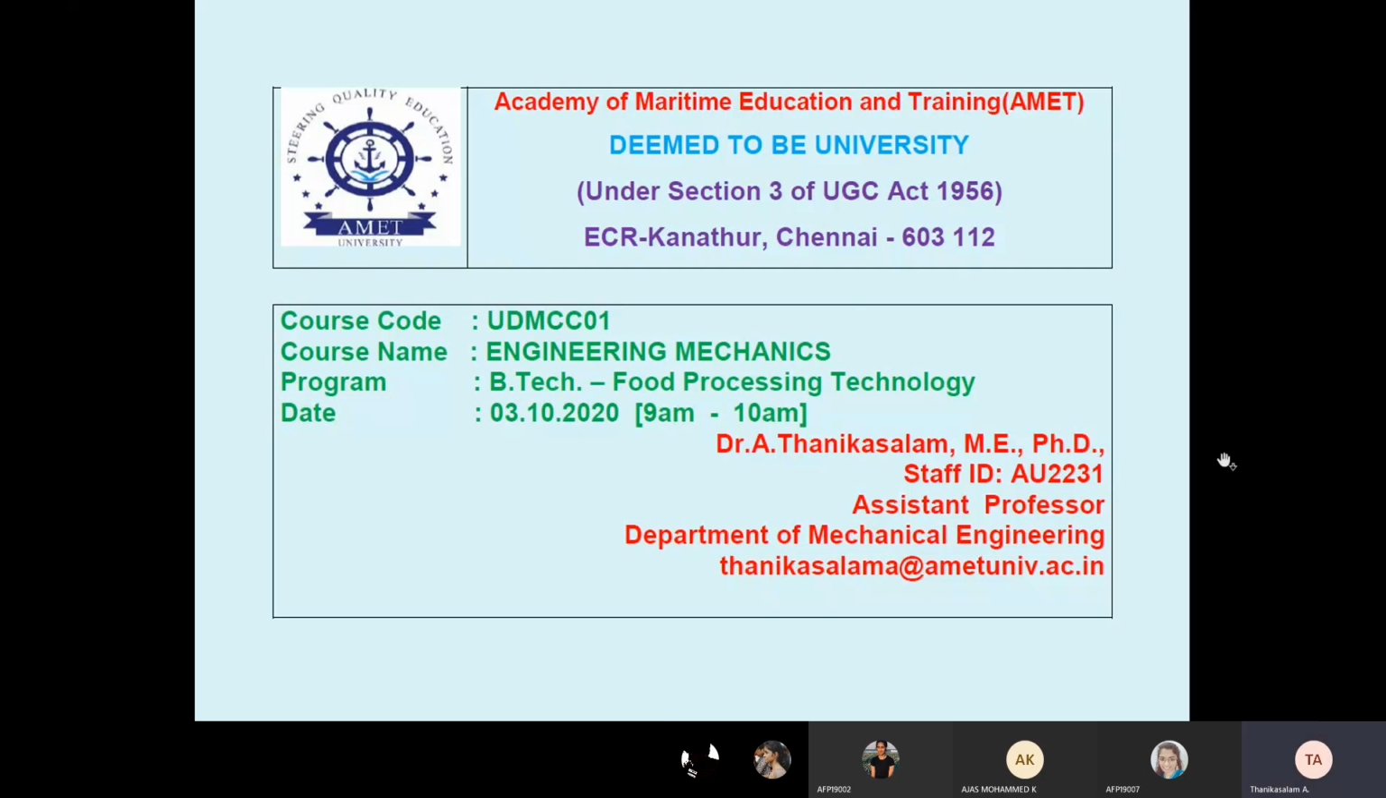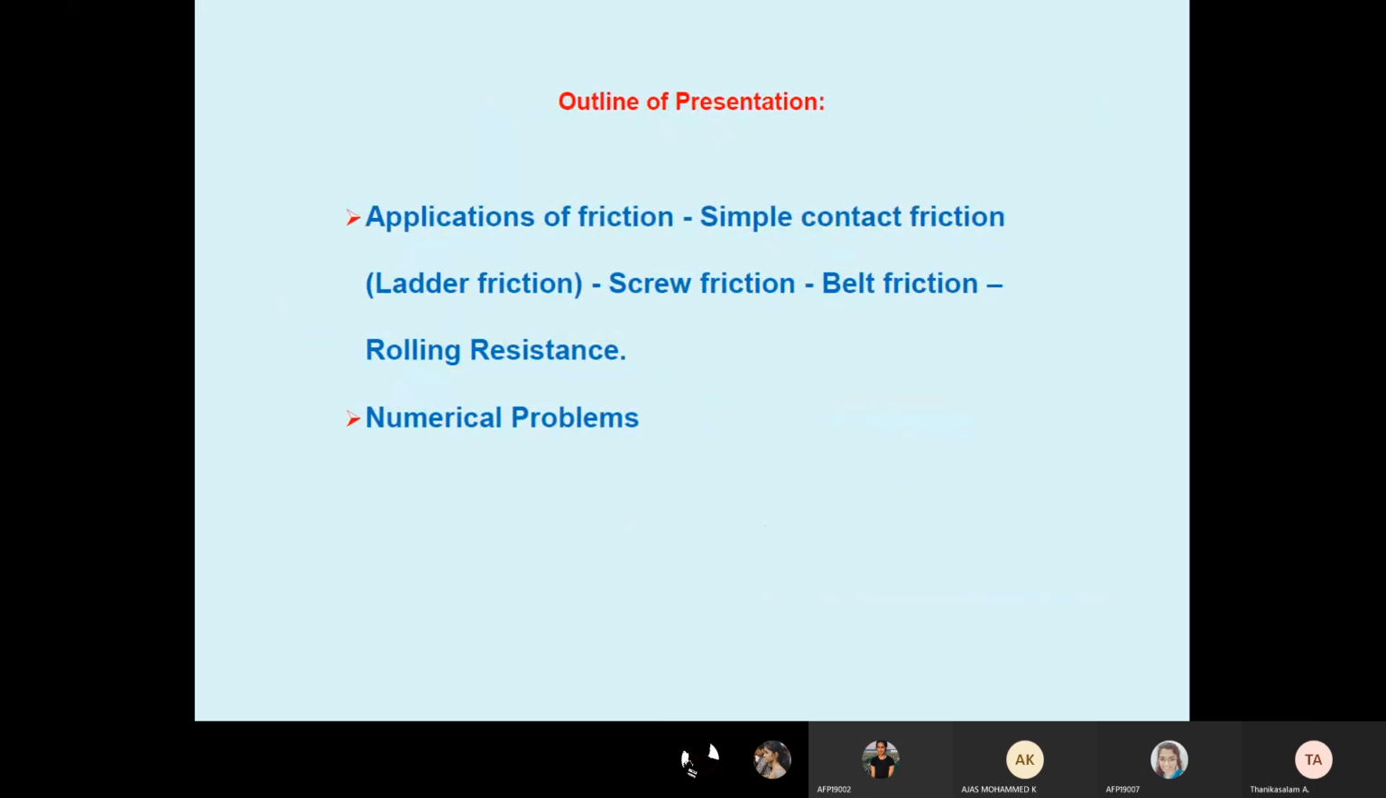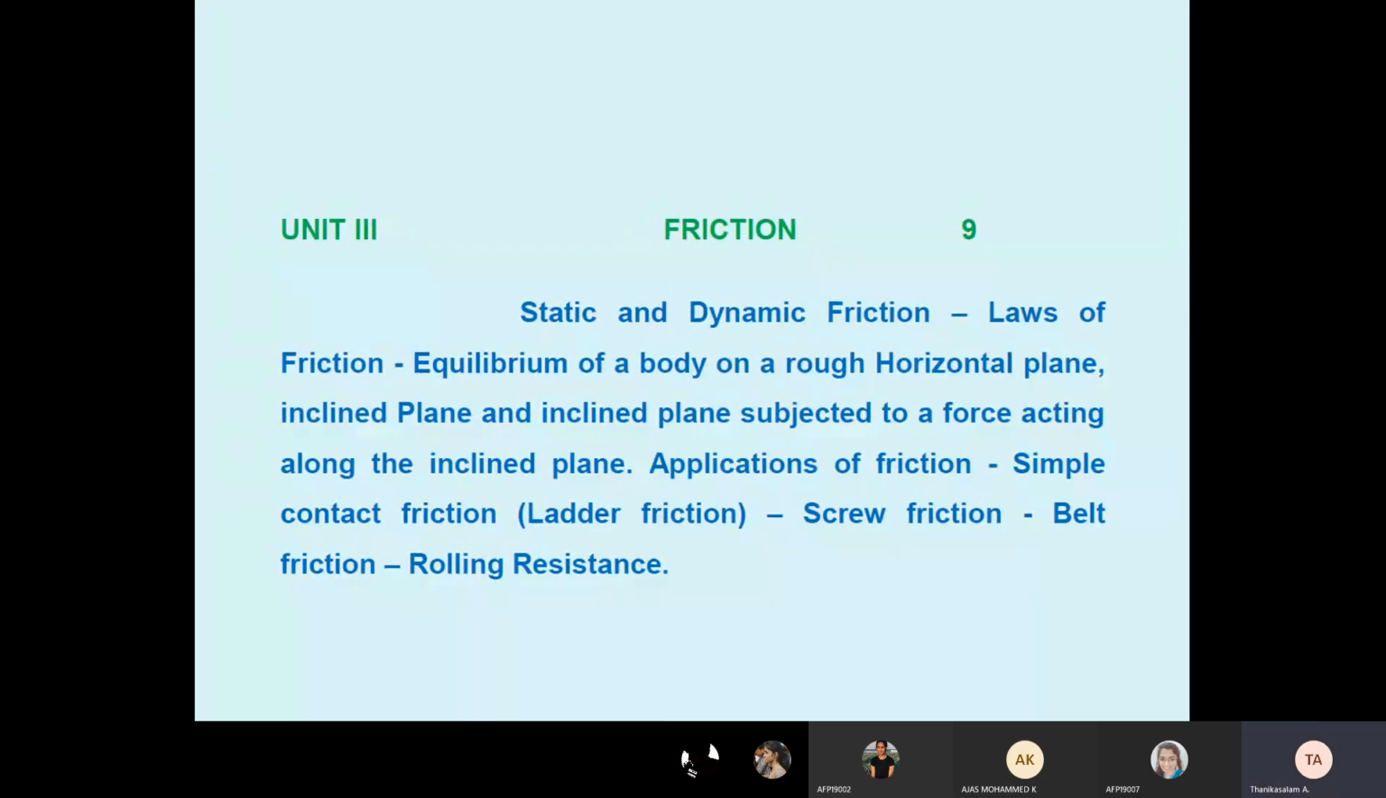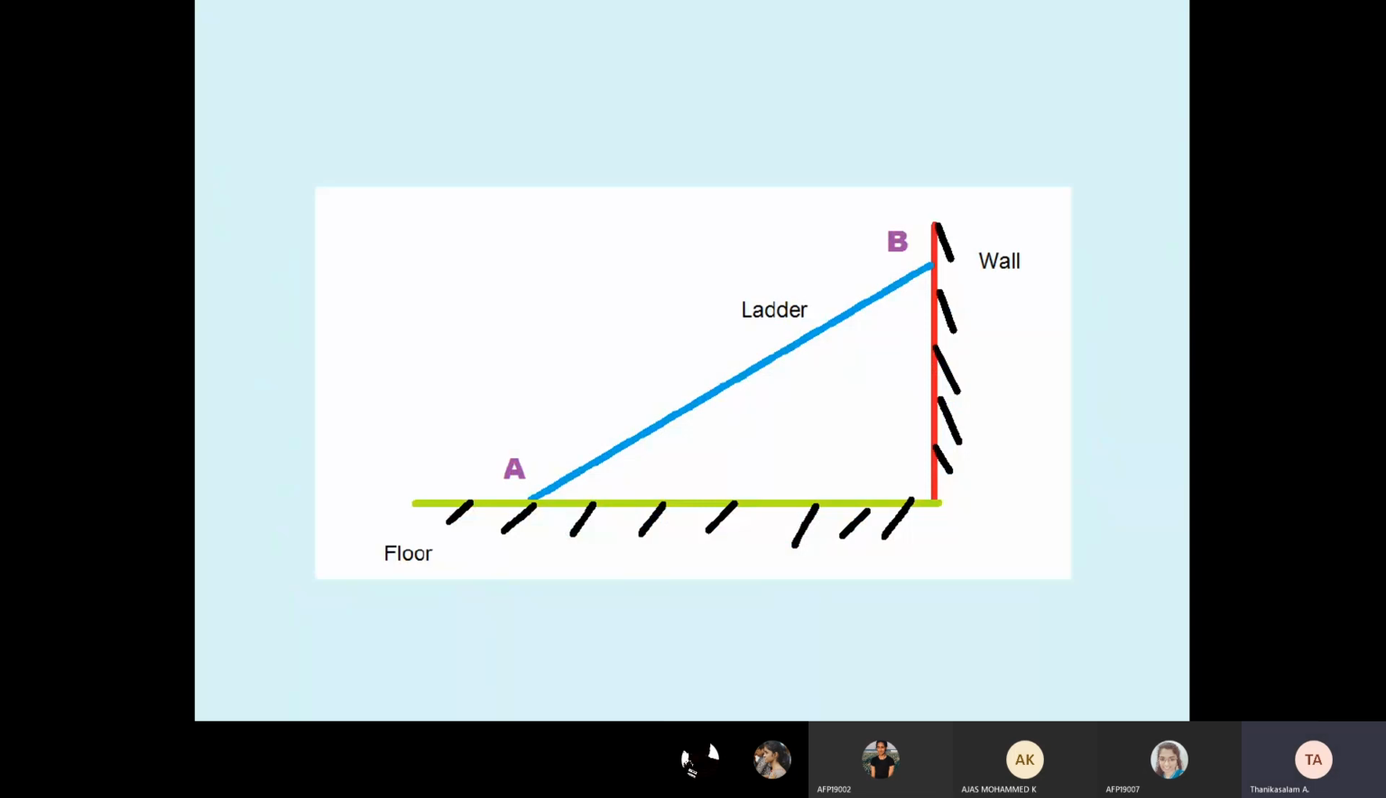Last class, we discussed ladder friction. Today, we are going to discuss screw friction, belt friction, and rolling resistance. Recollect what we discussed about the ladder.